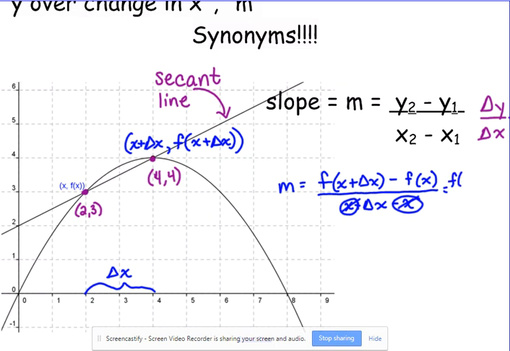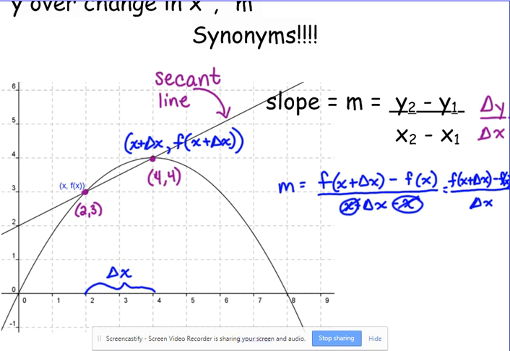I'm going to run out of room over here, but maybe I can fit it in. There we go, I squeezed it in. That is another equation or formula for the slope of this secant line.